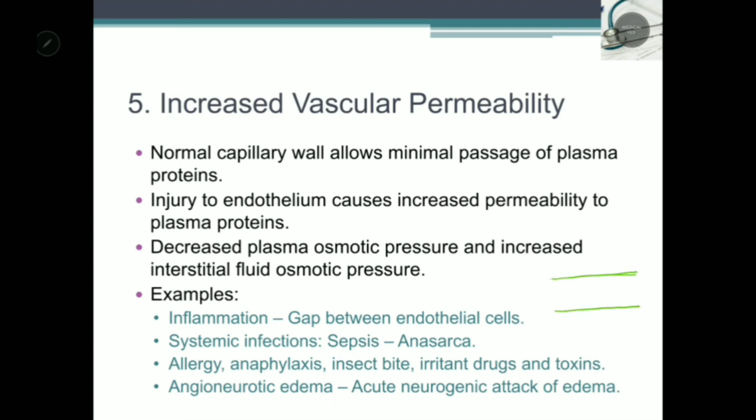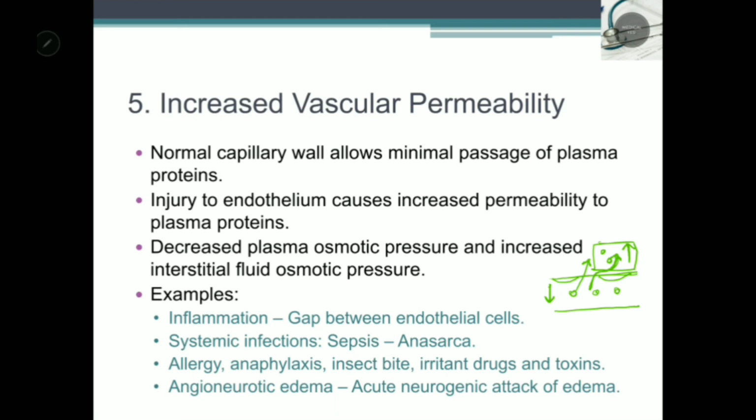If this is the vessel and there is increased permeability of its wall, the proteins which were initially inside the plasma are going to leak out into the interstitial fluid. So this is going to lead to a decrease in the plasma osmotic pressure because there are fewer proteins inside the vessel now, and since the proteins have moved out, it is going to lead to an increase in the interstitial fluid osmotic pressure. And now it is going to draw more and more fluid out of the vessel because the osmotic pressure is higher outside the vessel, again leading to edema.